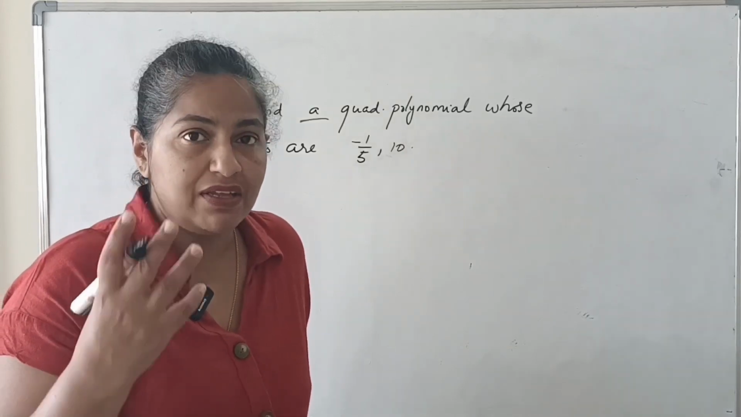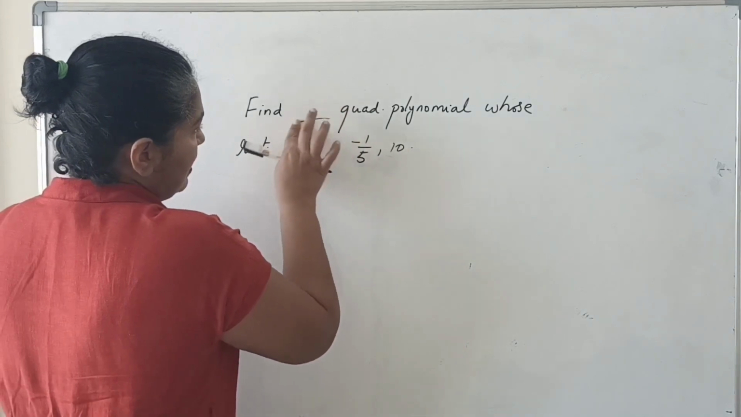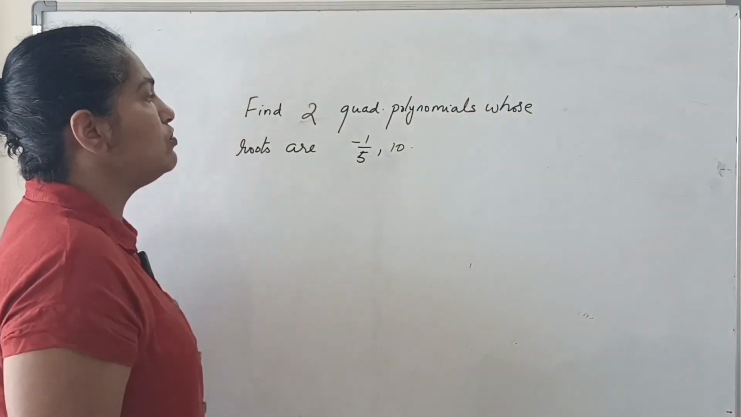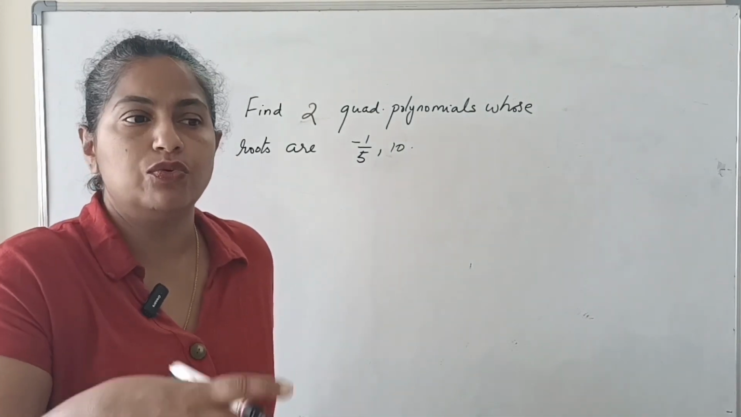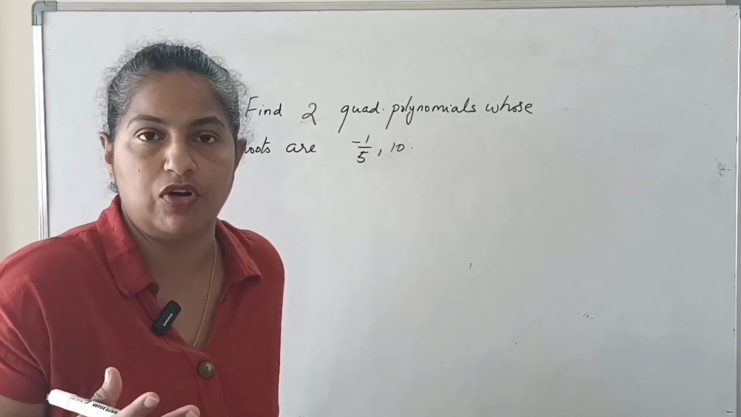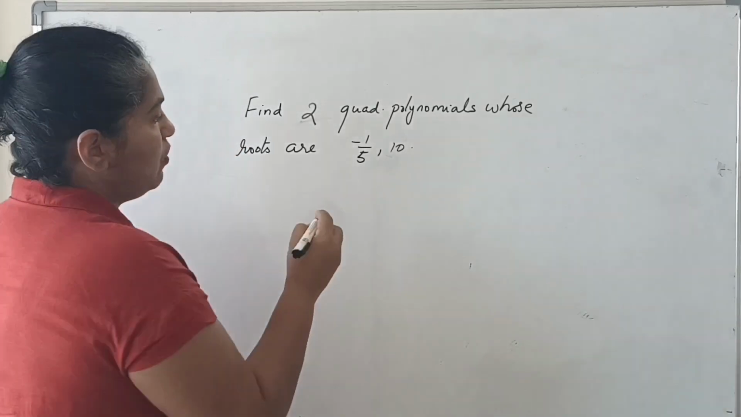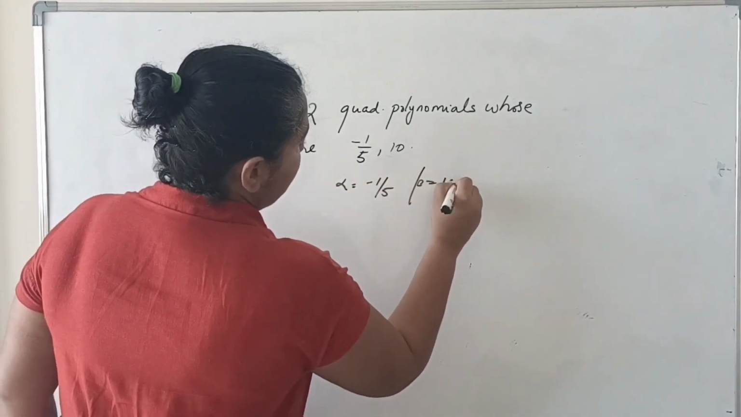All the question papers, reference books and textbooks always mention "a quadratic polynomial". To get a better clarity about this particular sum, let me write: find two quadratic polynomials whose roots are minus 1 by 5 and 10. Nobody will ask you this, but you need to understand what you are doing. Now alpha is equal to minus 1 by 5, beta is equal to 10.